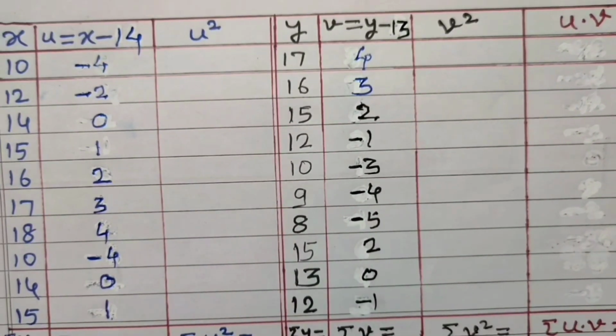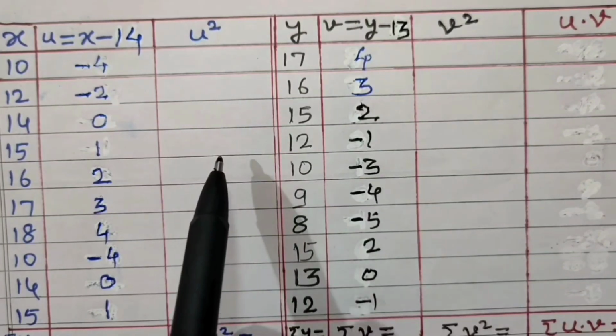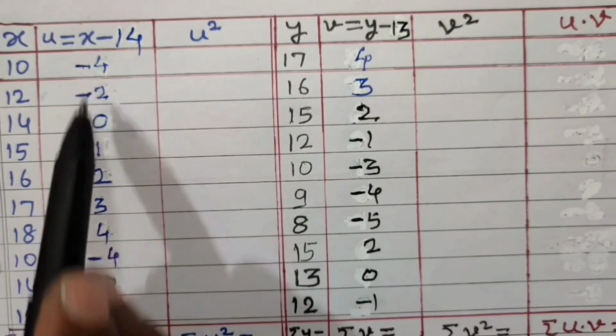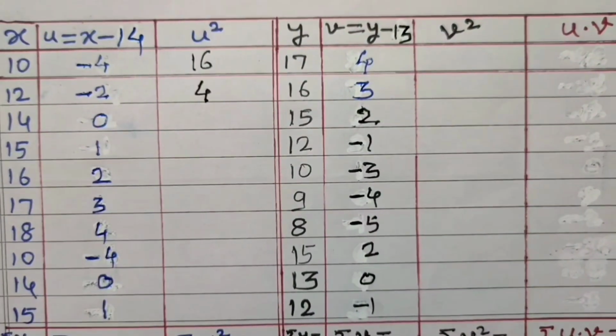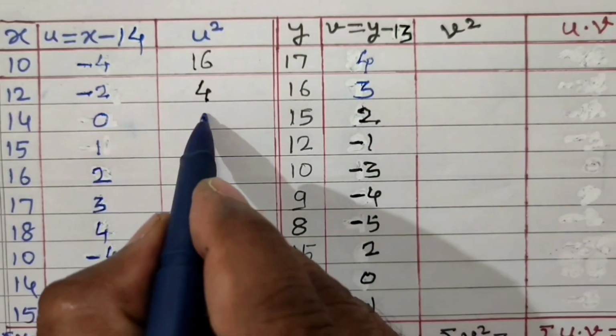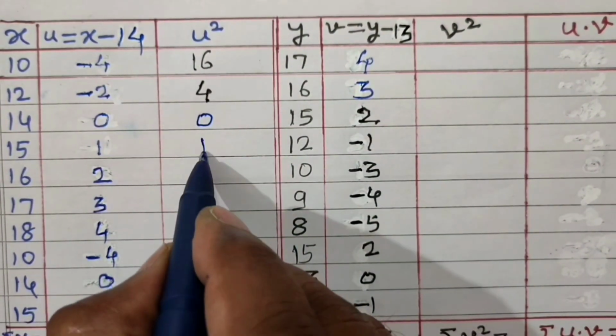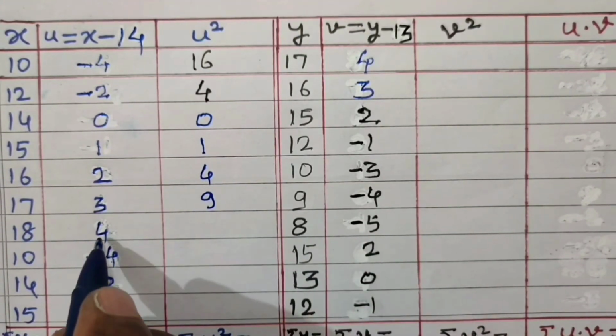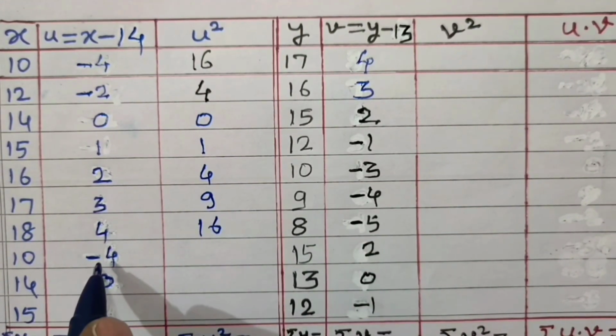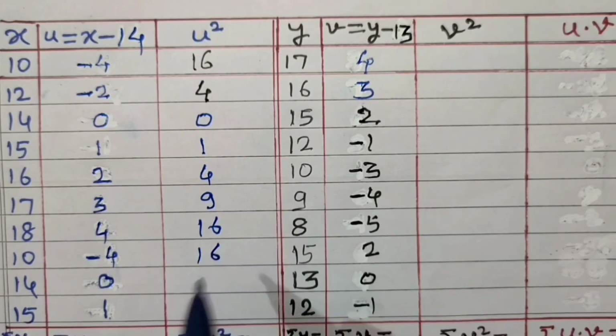Now the values for the U square column, meaning the squares of each element from this column. Minus 4 square is 16, minus 2 square is 4, 0 square is 0, 1 square is 1, 2 square is 4, 3 square is 9, 4 square is 16, minus 4 square is again 16, 0 square is 0, 1 square is 1.